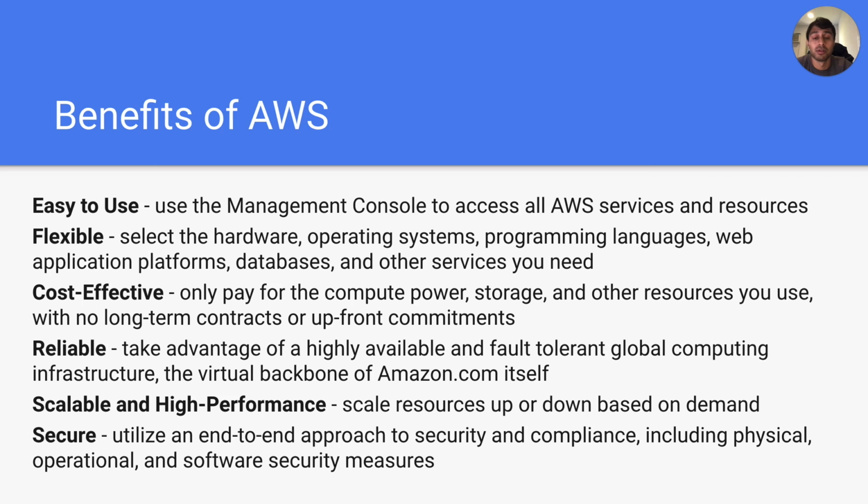Four, it's reliable. With AWS, you take advantage of a scalable, reliable, and secure global computing infrastructure, the virtual backbone of Amazon.com's multi-billion-dollar online business that has been honed for over a decade. Next, it's scalable and highly performant. Using AWS tools, your application can scale up or down based on demand. Backed by Amazon's massive infrastructure, you have access to compute and storage resources when you need them, as you need them. It's secure. AWS utilizes an end-to-end approach to secure and harden the infrastructure, including physical, operational, and software measures.